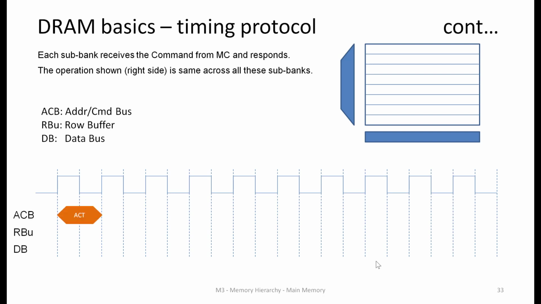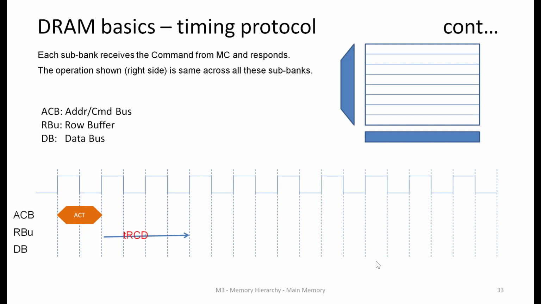Let's assume that we have sent an activate command. If you observe, the activate command is taking one full cycle because the address bus works at the typical one cycle of the frequency given.